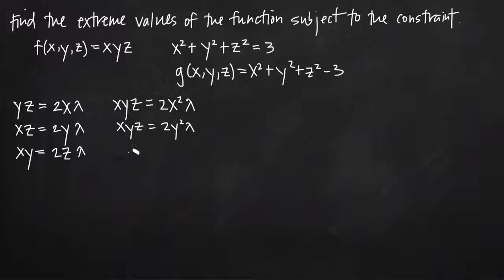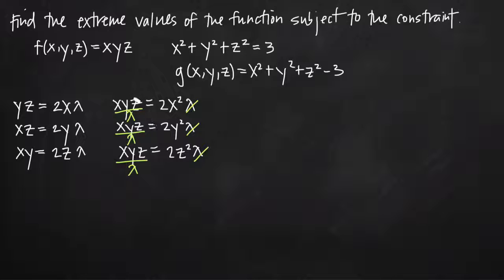When we multiply both sides of the third equation by z, we're going to get xyz is equal to 2z squared lambda. Now what you can see is that we have x, y, and z on the left-hand side of each of these 3 equations. What we can do is divide through each of these equations by lambda on both sides, and what we'll end up with is just xyz over lambda on the left-hand side of each equation, and the lambda will cancel from the right-hand side of each one of these equations.